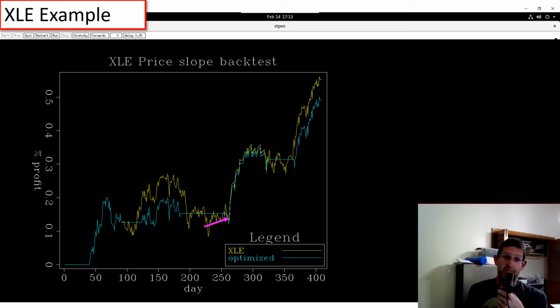So anyway, this pink arrow shows one of the two big moves this year for XLE. The 40-day trend just happened to be positive in the days leading up to this big jump, so we would have been in the market. Was this luck or maybe something more fundamental? I don't know yet, but I'll find out.